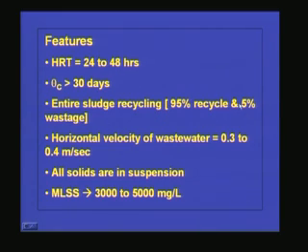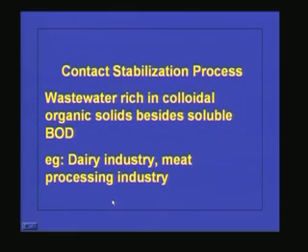Okay, this will take care of the accumulation of inorganic substance in the system, and horizontal velocity of the wastewater varies from 0.3 to 0.4 meter per second. It is controlled by the brush aerators, and all the solids are in suspension. The brush aerators are placed in such a way that all the solids are in suspension, and MLSS concentration varies from 3000 to 5000 milligrams per liter.